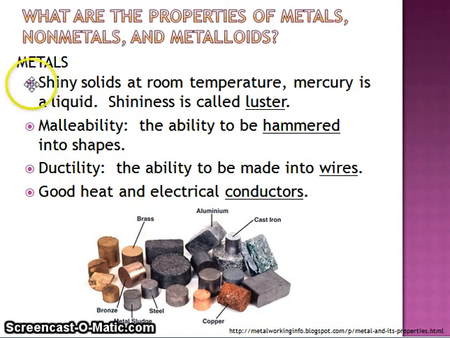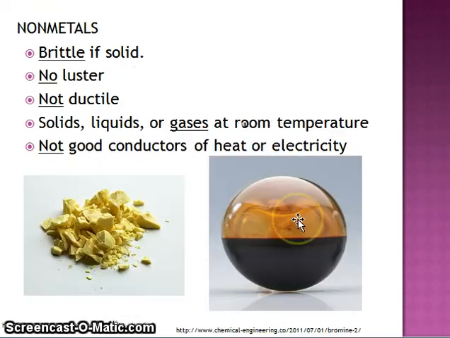Some properties of metals include that they are shiny solids at room temperature, and this shininess of metals is called luster. They're also malleable. They can be hammered into shapes. They're ductile. They can be drawn out into wires. And metals are also very good heat and electrical conductors. Nonmetals are not. They're brittle. You can't make them into wires. You can't bang them into sheets. They're also not good conductors of heat or electricity. And they can be solids, liquids, or gases at room temperature, whereas most metals will be solid.